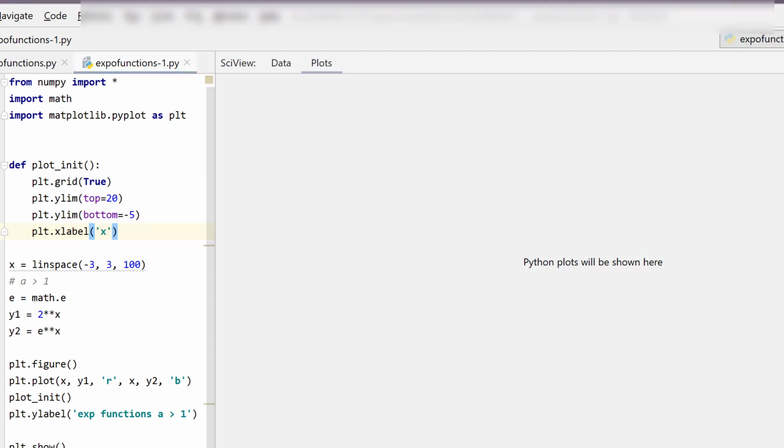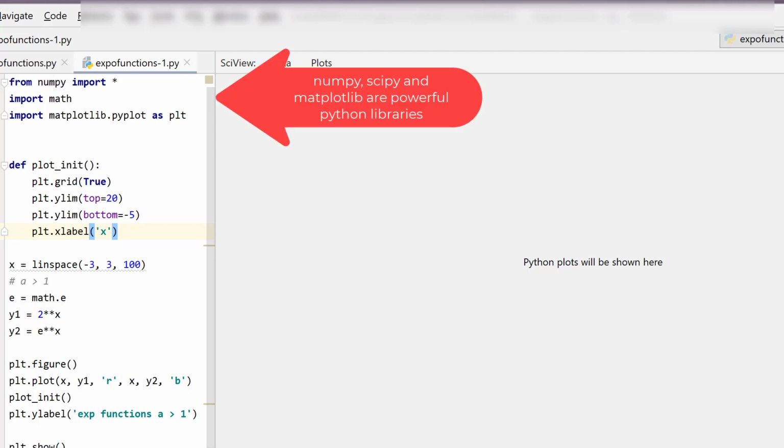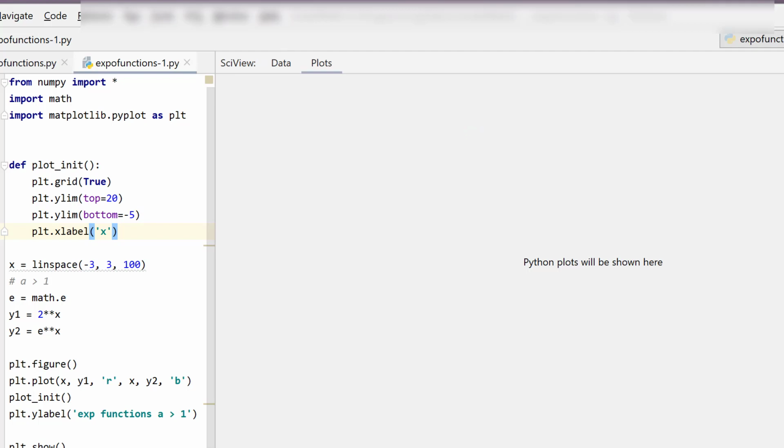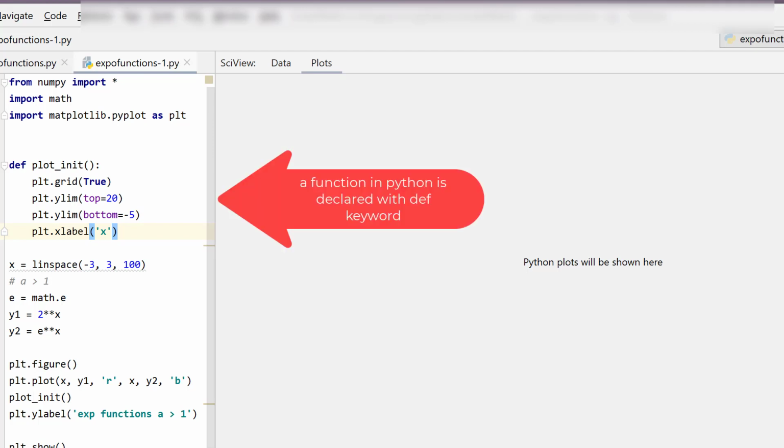I brought up a program called PyCharm, which is an IDE, known as an integrated development environment. You can use some other Python environment from Anaconda or Spyder that'll also do the same thing. So if you look at the first few lines, I import NumPy, I import the math library, and I import the plotting library matplotlib. Then I have a function def plot_init, and I set a few things. I set the grid to true.